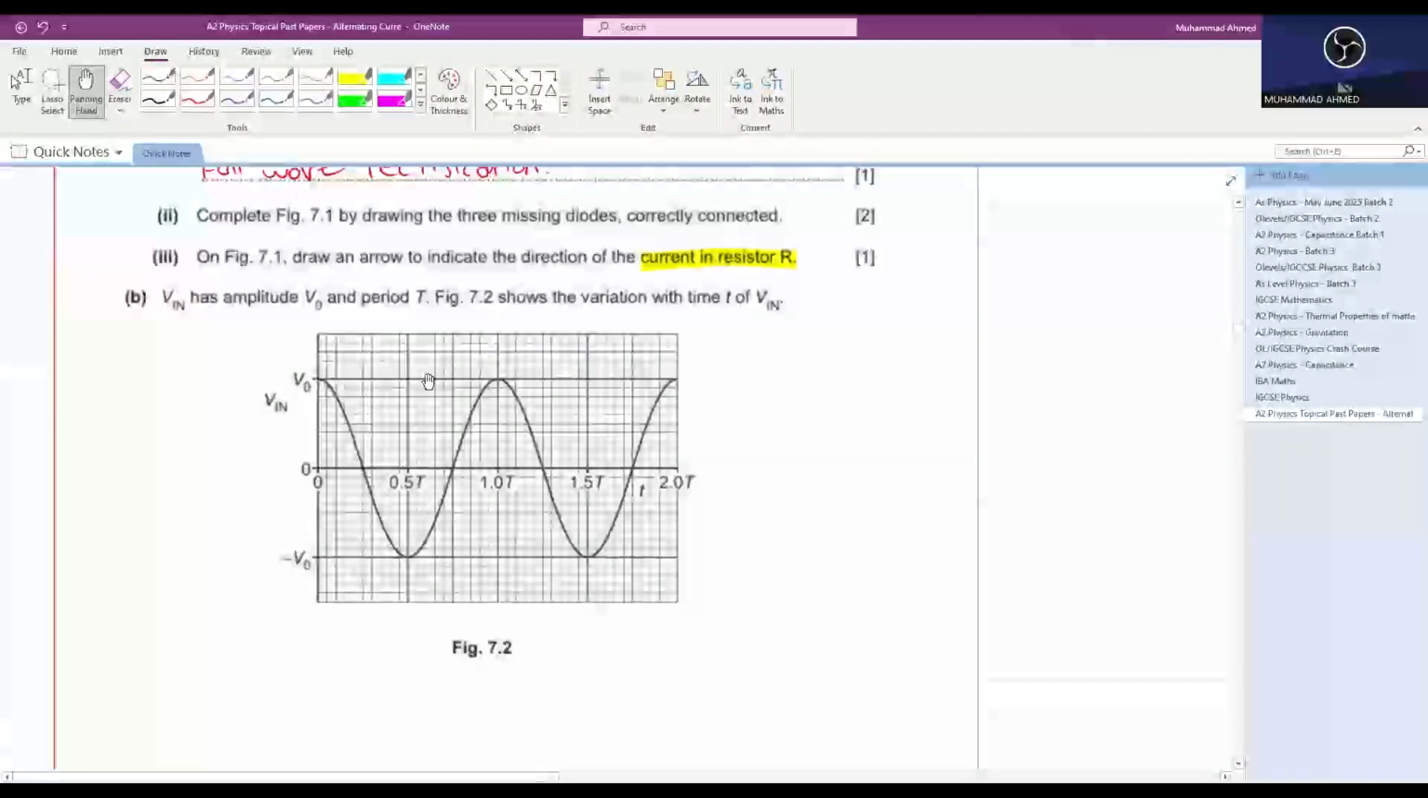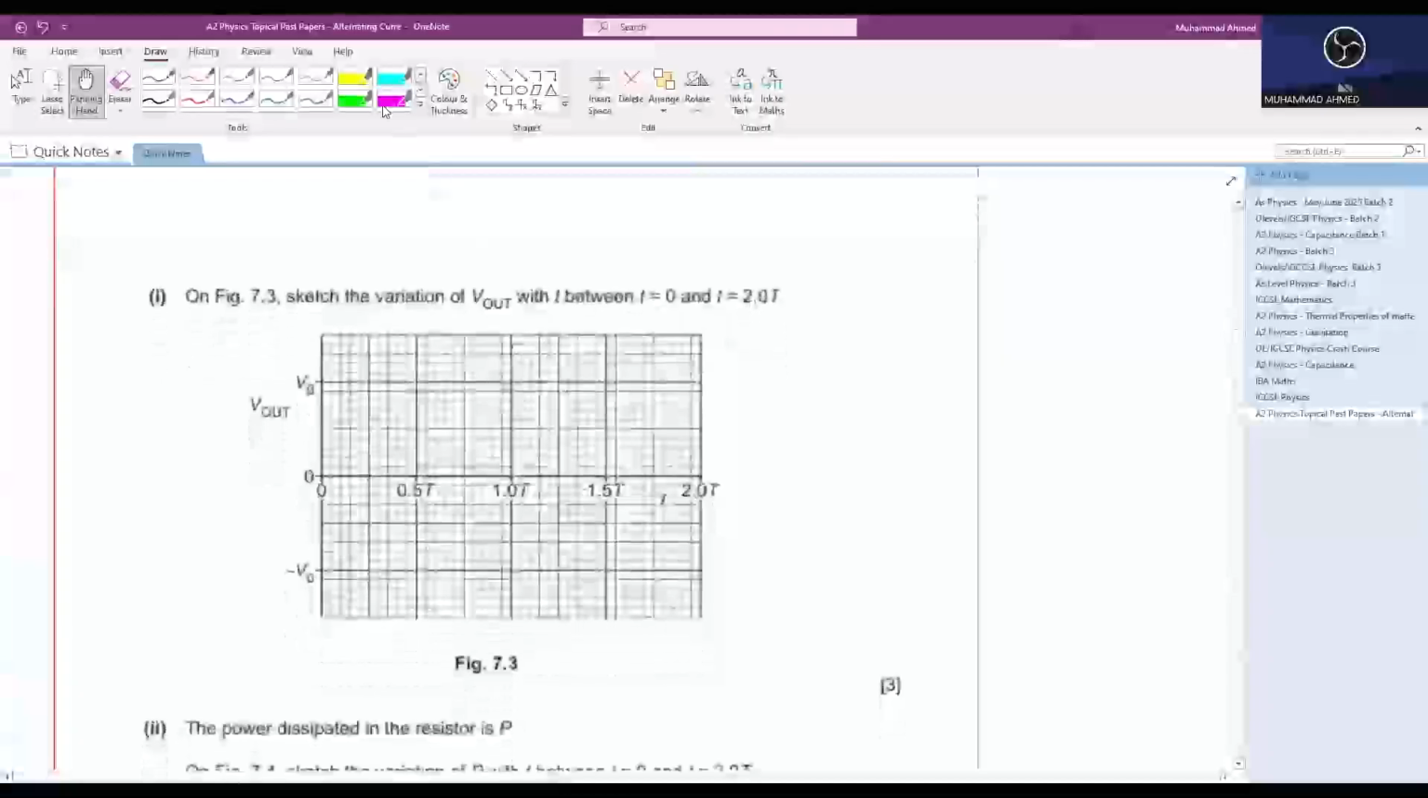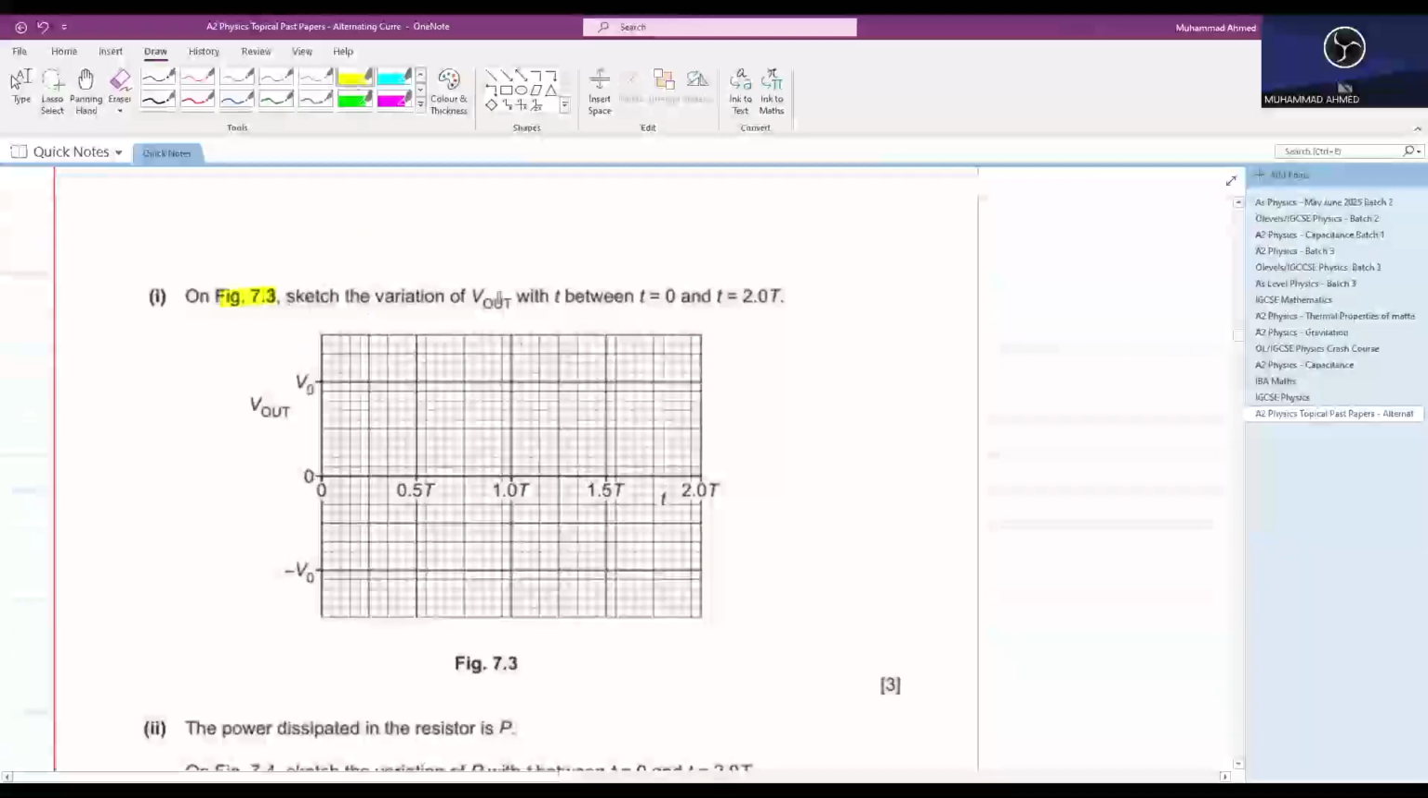The input voltage has an amplitude of V naught and a time period of T. Figure 7.2 shows the variation with time T of the input voltage. So this is the variation of input voltage with time T. Let's see what the examiner is asking. On figure 7.3, sketch the variation of output voltage with time t between t equals 0 and t equals 2T.